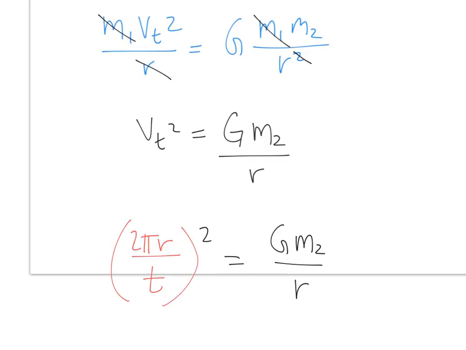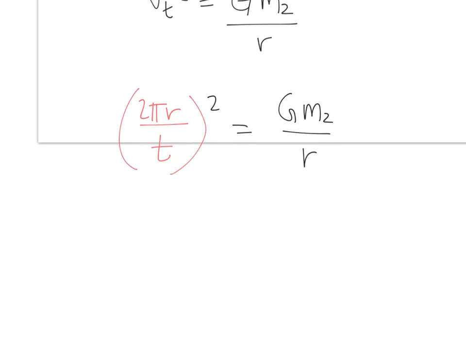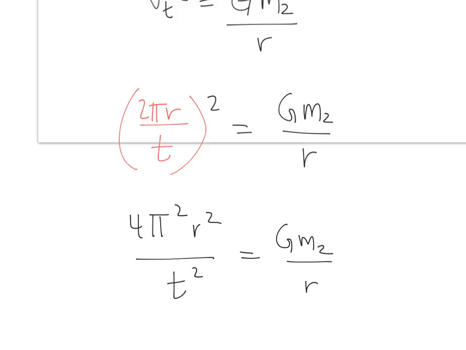Again, velocity is really distance over time, or in this case, speed, sorry, I should say. Speed is distance traveled over time. The distance you traveled is one circumference, assuming it's a circle again, right? We're making that assumption because it's so close to it. So we have 2 pi r over t, and that whole thing is squared. Let's do a little bit of algebra here now. So stay with me. We have 4 pi squared r squared over t squared equals G m2 over r.